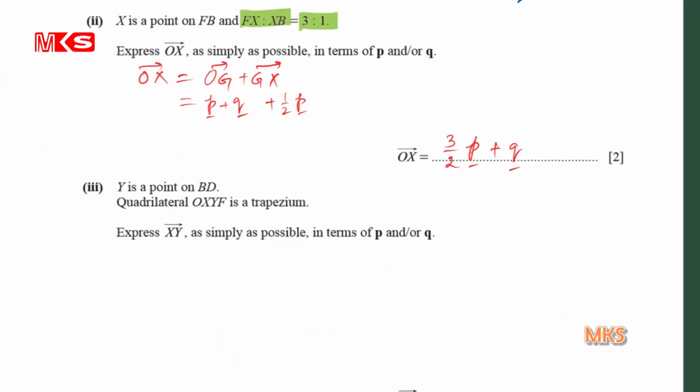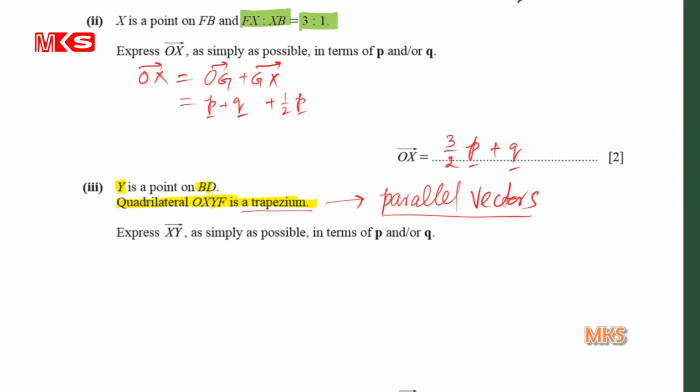Part 3: Y is a point on BD. The first thing given is Y is on BD. Quadrilateral OXYF is a trapezium. Whenever such a statement is given, that is a hint that we will be dealing with parallel vectors. You know, a trapezium is a quadrilateral in which there is one pair of parallel lines. So we are dealing with parallel lines in this case. The question is: express XY as simply as possible in terms of P and or Q.